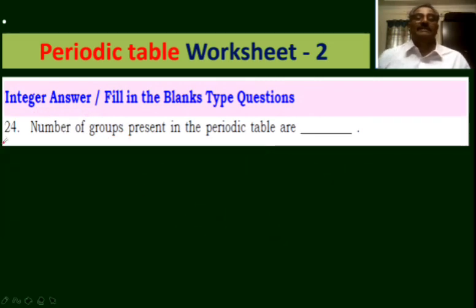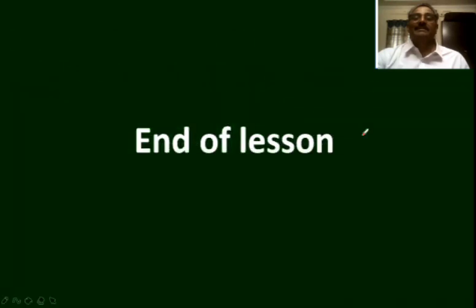The next question is the fill in the blanks type question. The number of groups present in the periodic table is dash. How many groups are there in the long form of the periodic table? 18 groups are there. So 18 is the answer for the 24th question. These are the answers of questions given in the second worksheet. Thank you.